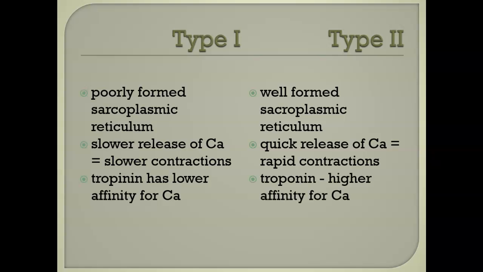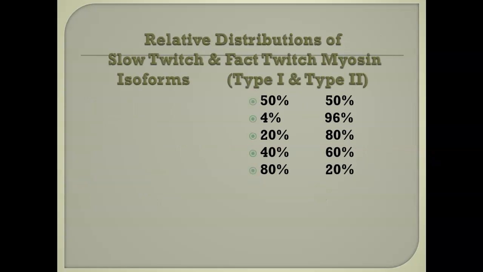In a type 1 muscle, there's not a strong attraction. There's an attraction, just not a strong attraction. In the type 2, there's a very strong attraction. So the calcium very quickly goes to the troponin in the type 2, which triggers the twitch. It takes a little bit longer in the type 1 because the calcium doesn't go directly to the troponin.